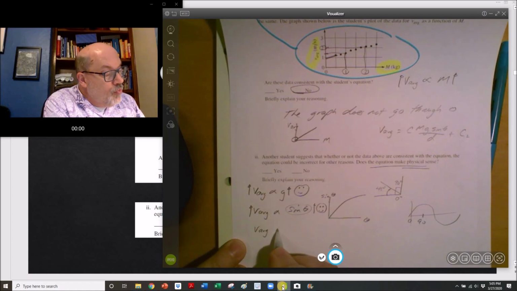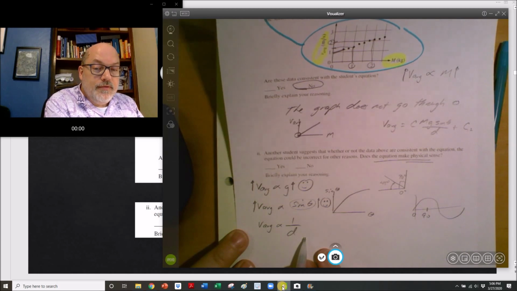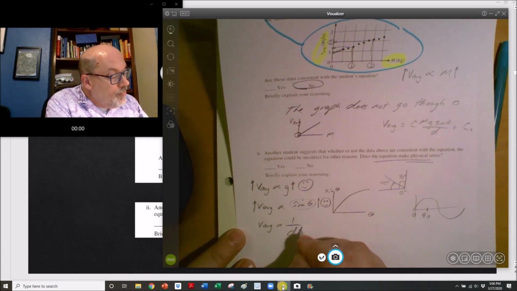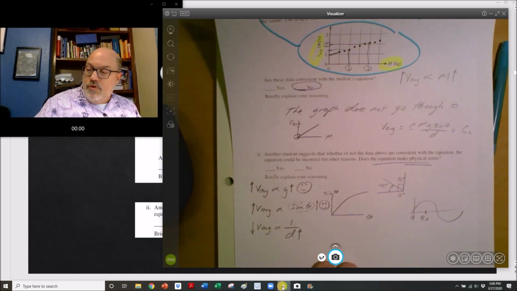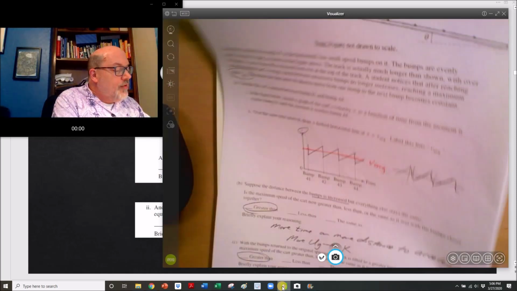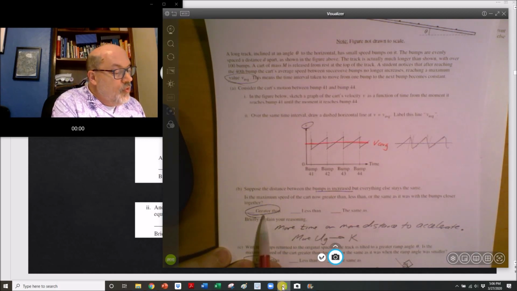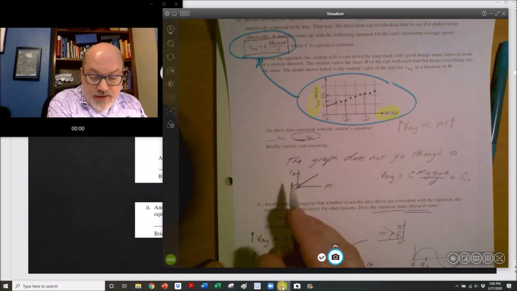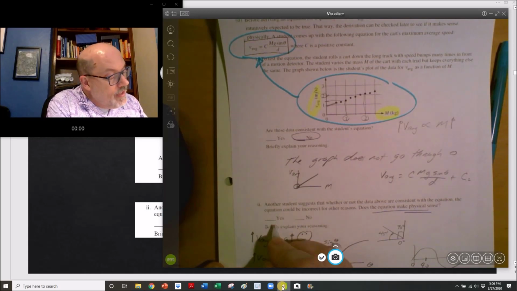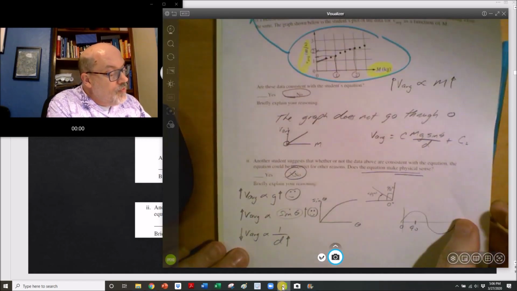So V average is proportional to 1 over D. So what this says is that as the distance goes up between the bumps, the velocity should go down. Well, that's a problem because that's a direct contradiction to what we said on the front side. As the distance gets bigger, there's more distance and time to accelerate, so it should be faster. So that's a problem. So we say that it does not make physical sense.